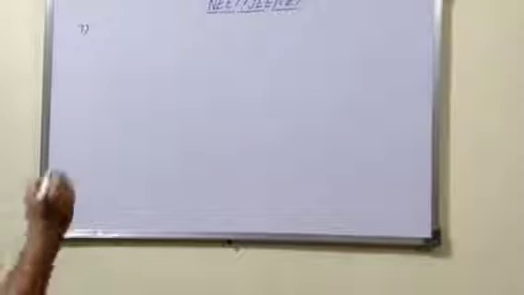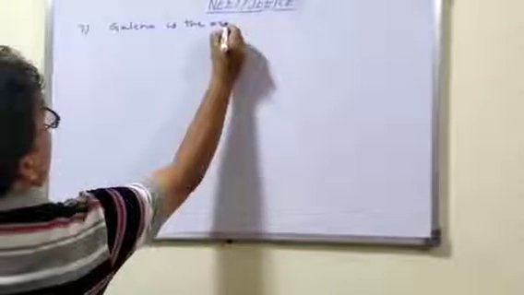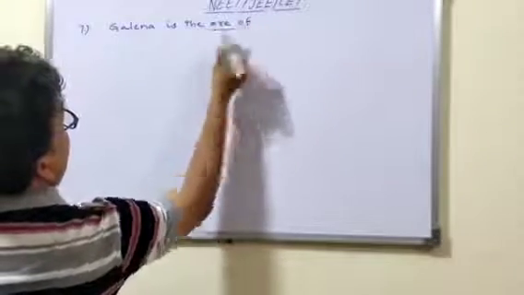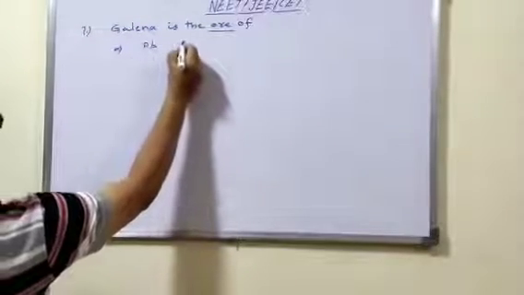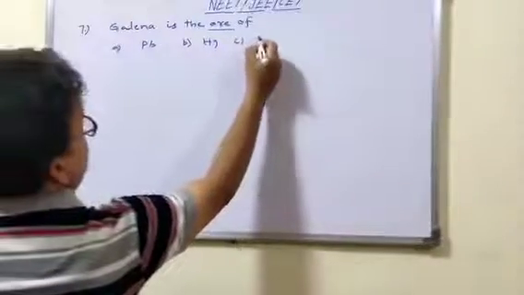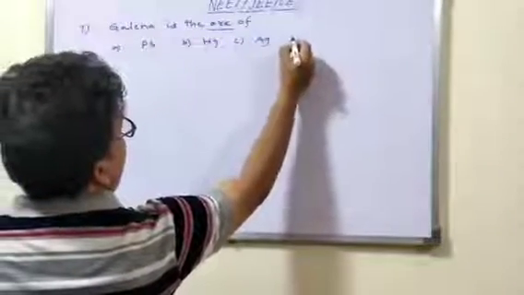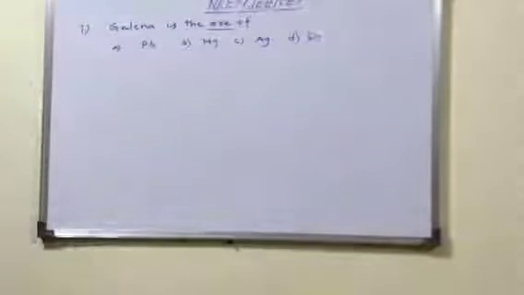Galena is the ore of which of the following metals? Option A, lead. Option B, mercury. Option C, silver. Option D, tin.